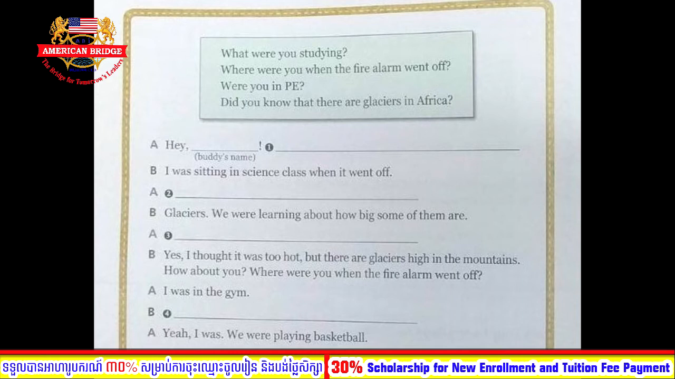Number 3, you need to complete your own, okay? B: Yes, I thought it was too hot, but there are glaciers high in the mountains. How about you? Where were you when the fire alarm went off? A: Oh, I was in the gym. Number 4, B, you need to complete that. B: Yeah, I was. We were playing basketball, okay? So you will need to complete this as part of your classwork or homework, or you can do them during the video as well.